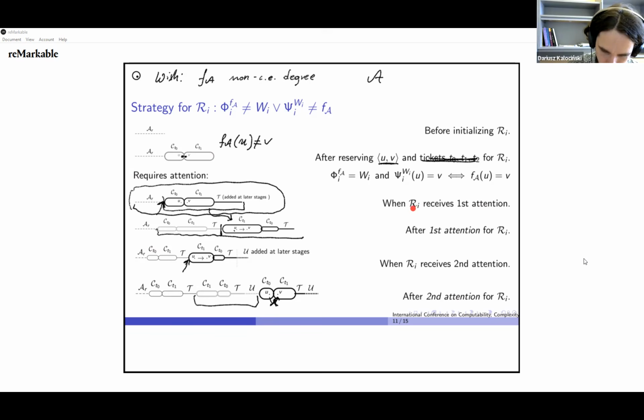Because when the requirement receives attention, it uses information contained in this fragment of FA in this computation, and we have to recover precisely the same information later, so that this computation can be recovered, and the trick that is involved in Cooper's technique can actually work. Okay.